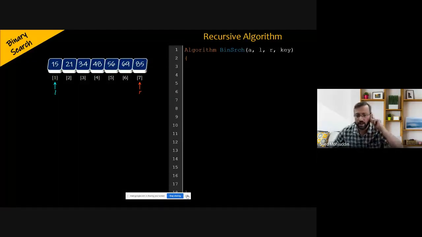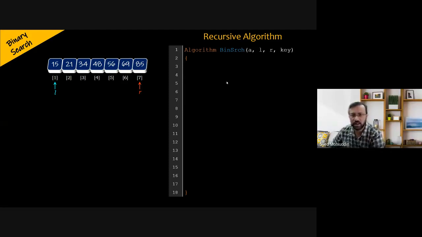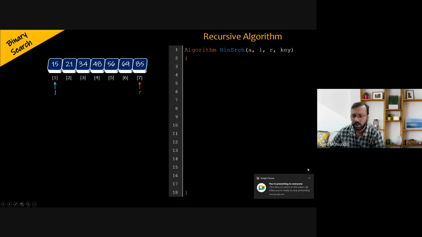Now let us look at this binary bin search once again. I'm just repeating it. It takes the first parameter as A, which is the array. Second parameter is L, which is the left index, and initially left index will be 1. Then we have the third parameter as R, which is the right index. Initially right index will be N, that is in this case 7, and the key, which is the element we are trying to search.